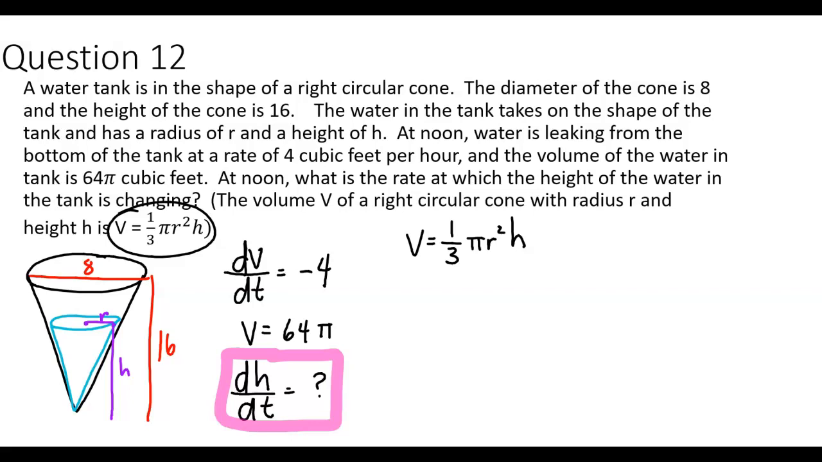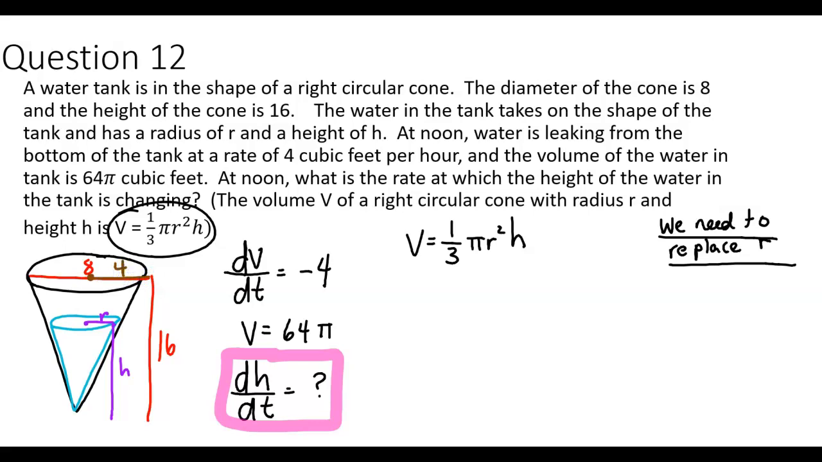So what we have to do here is we have to replace the r with something it's equal to. So let's write that down. We need to replace r with something else. Now here's how we're going to do that. They told us some facts about this cone. They told us its diameter is 8, which means that its radius is 4.